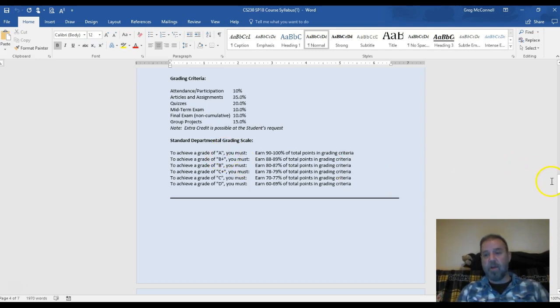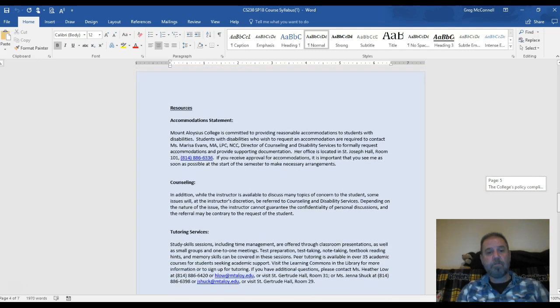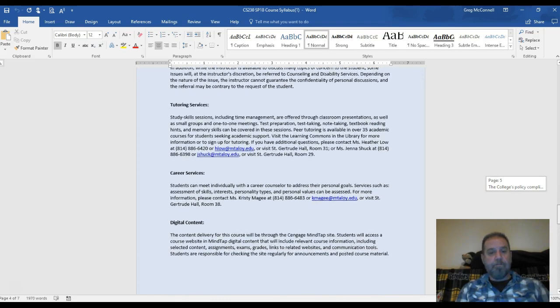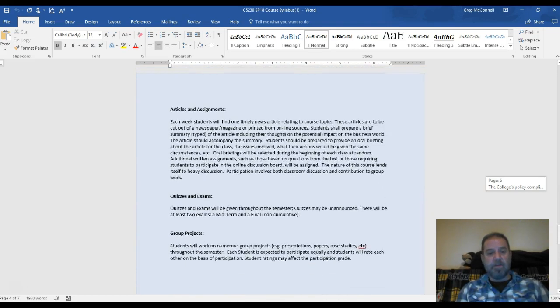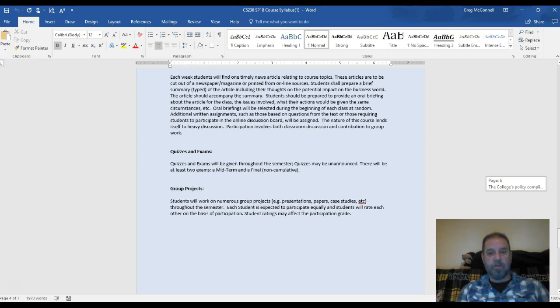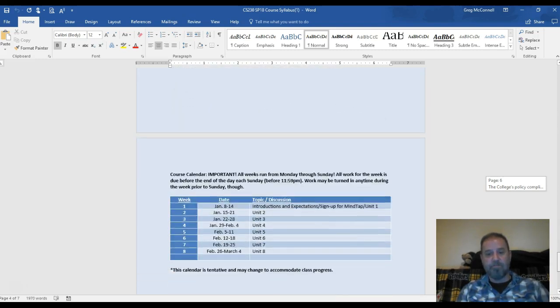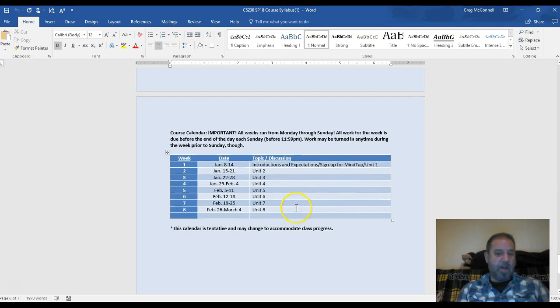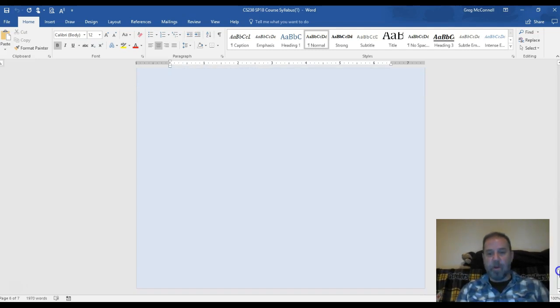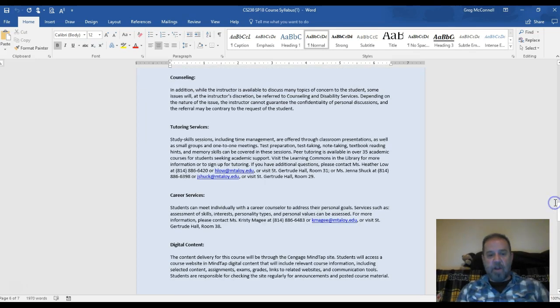Here's the departmental grading scale below that. Just other general information regarding support and all that good stuff. Okay, and here's the calendar again that I mentioned. All right, and that is it for now.